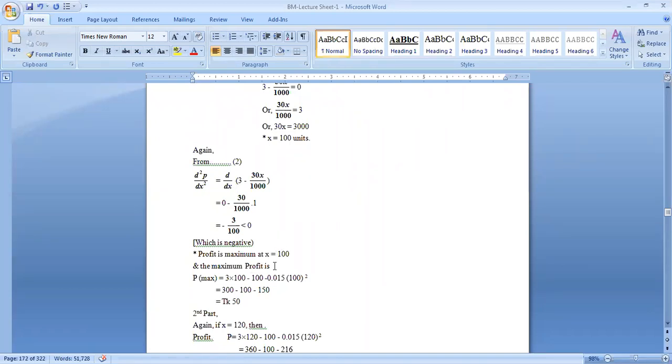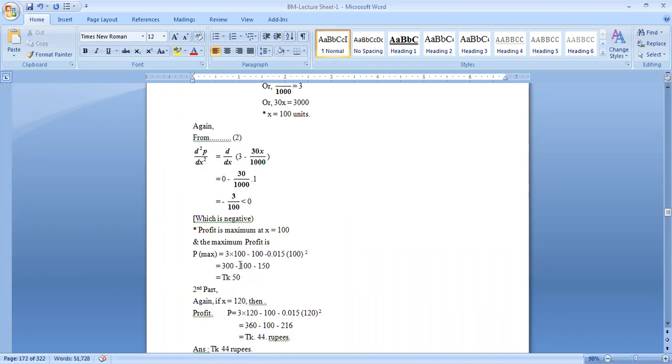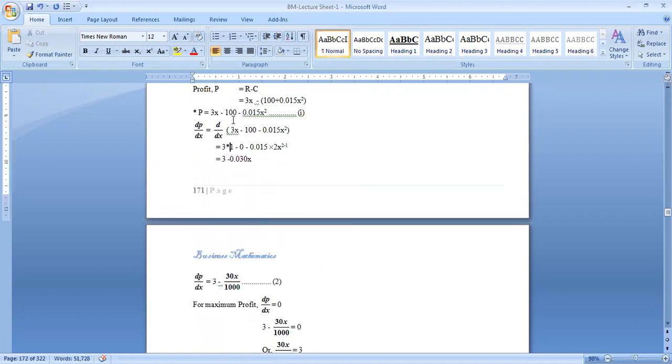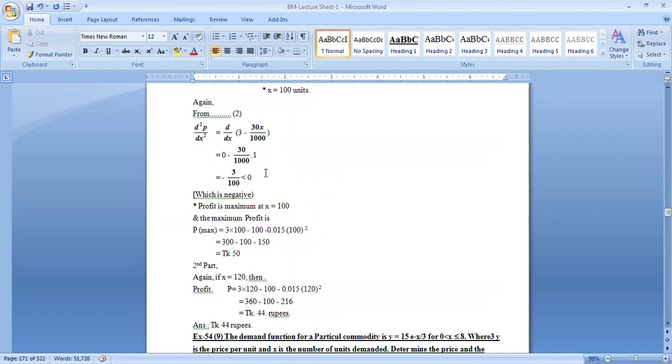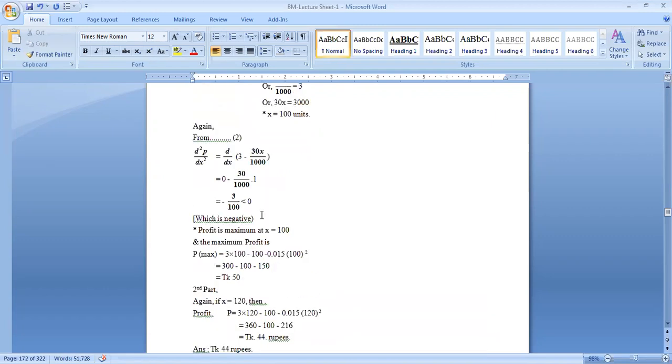At x equals 100 the profit is maximum, and the maximum profit we can find from equation number 1, the profit equation. After putting x equals 100 here, we get the total profit, like the previous example. Now the second part, for x equals 120, which is given in the question. Putting x equals 120 in the profit equation, we get another profit, 44 taka, and the previous maximum profit was 50 taka. Clear everybody?